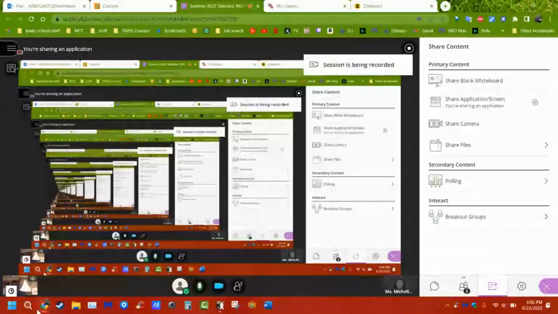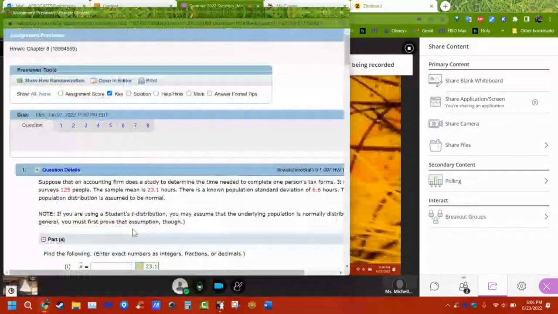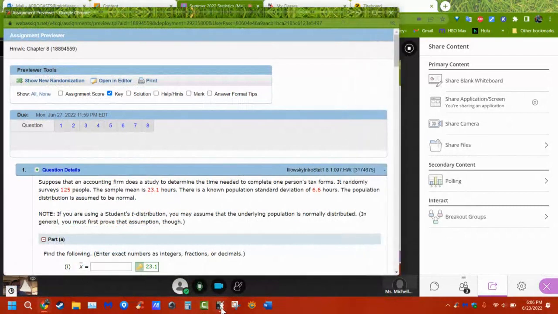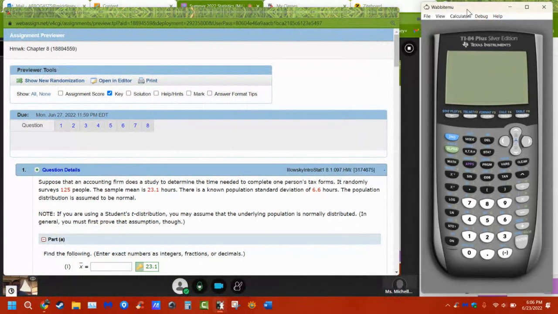Board. Widen this up so things are covered.